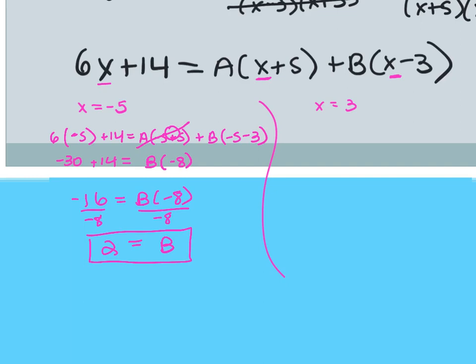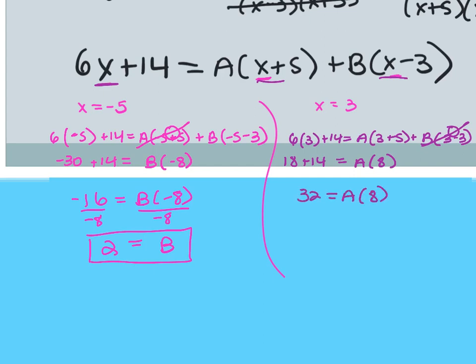Then I'm going to repeat that process for the one on the right, plugging in a 3 here, here, and here. 6 times 3 plus 4 equals a times 3 plus 5, plus b times 3 minus 3. 18 plus 14 equals a times 8. This is 0, cancels out the b, which was the point. 32 equals a times 8, and a is 4.